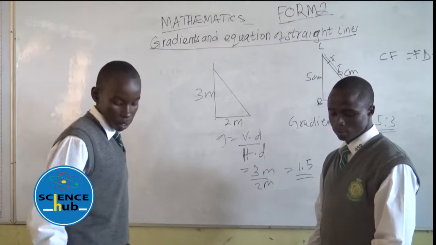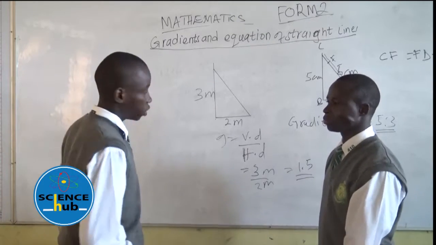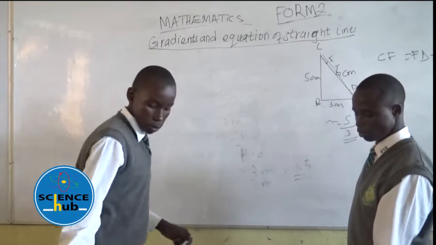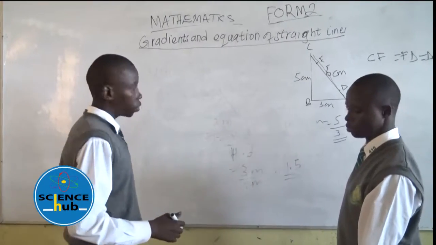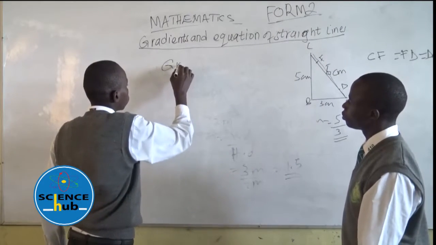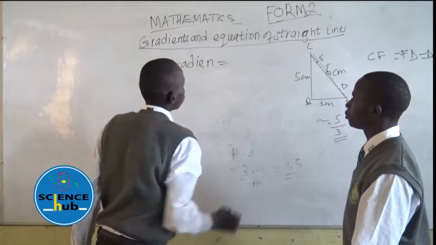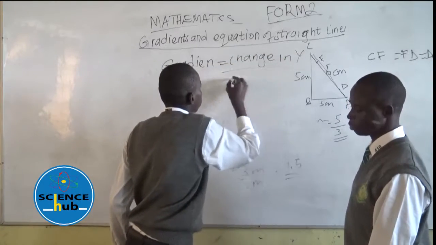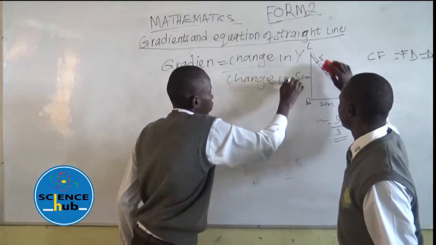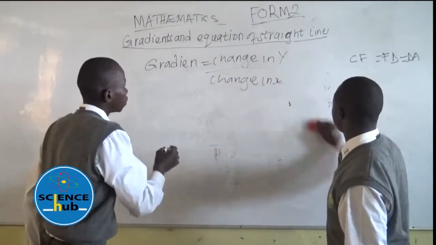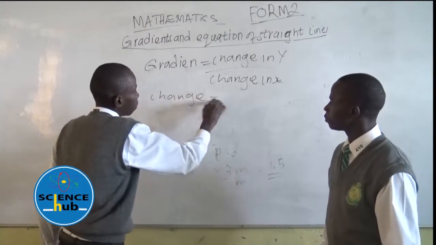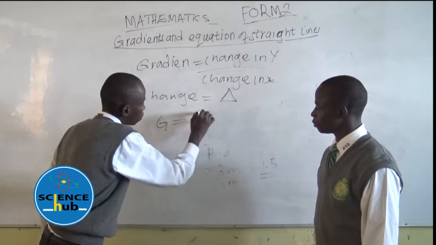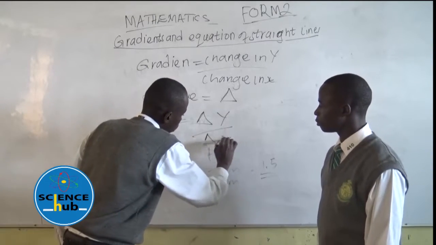So now we go to the gradients and the equation of line in the Cartesian coordinate system. So in the Cartesian coordinate system, the gradient is equal to change in y over change in x. Here, the word change can be replaced by the symbol like a triangle. So, the gradient will be changing y over changing x.